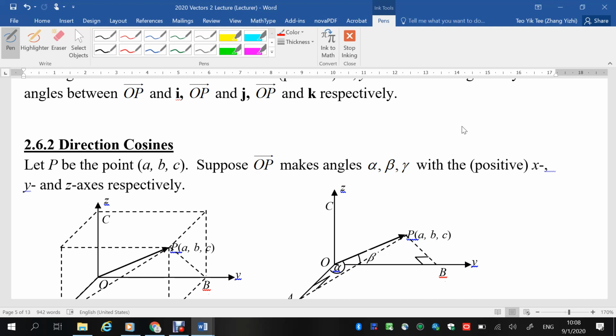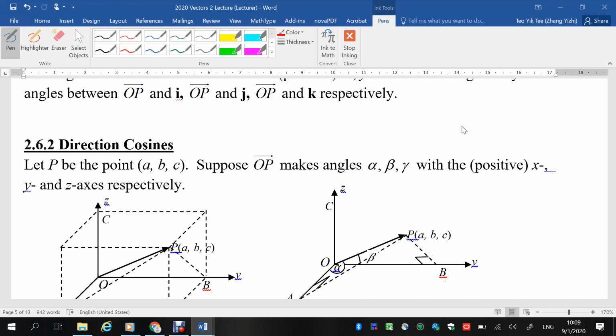Where is the angle that this point makes with the y-axis? This angle. Follow? Where's the angle that this point makes with the z-axis? This angle. Can follow? Okay. So this is what we call the angle that your vector makes with the x, y, and z axis. And then this actually makes up the theory on directional cosine.